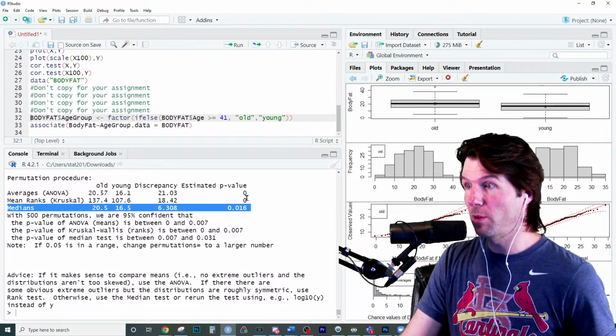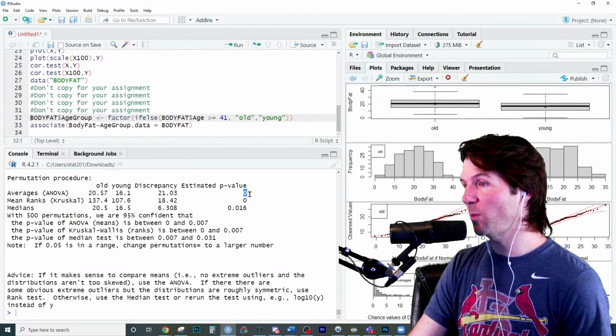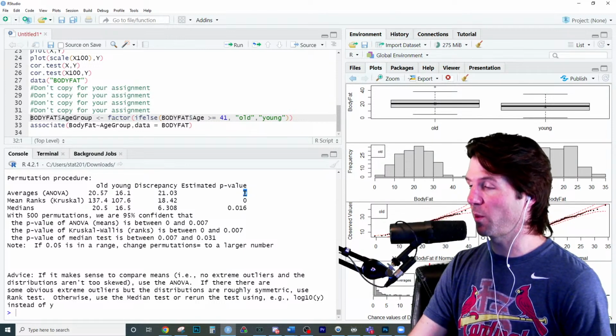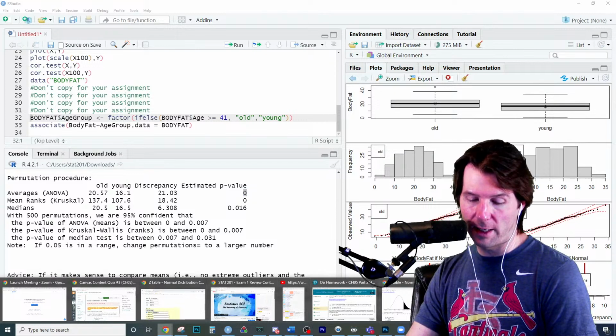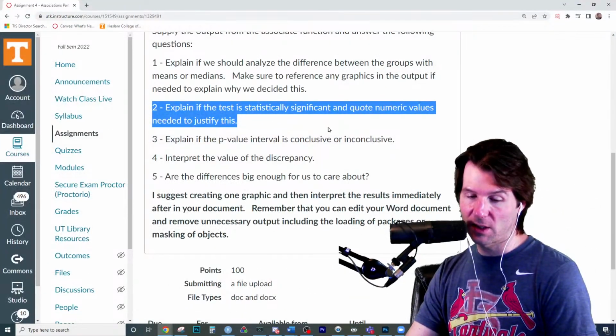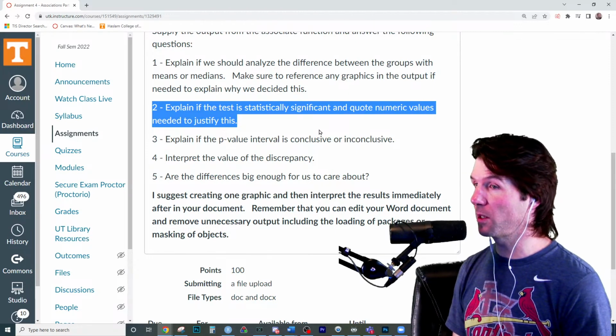So if someone ever says to you, is something statistically significant? You always look at the p-value and ask, is it below 0.05? Yes, that's below 0.05. Yes, that's statistically significant. So definitely let the reader know that. Explain if the test is statistically significant, quote the number and explain the justification. I would quote the p-value and explain the justification.